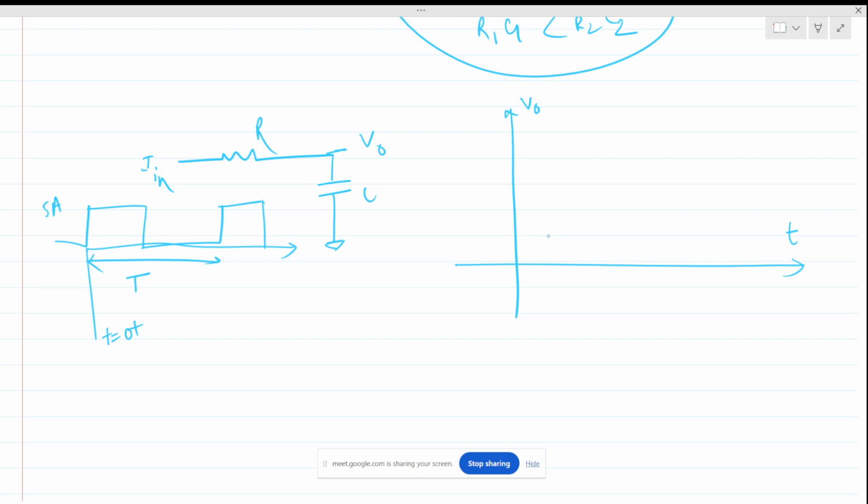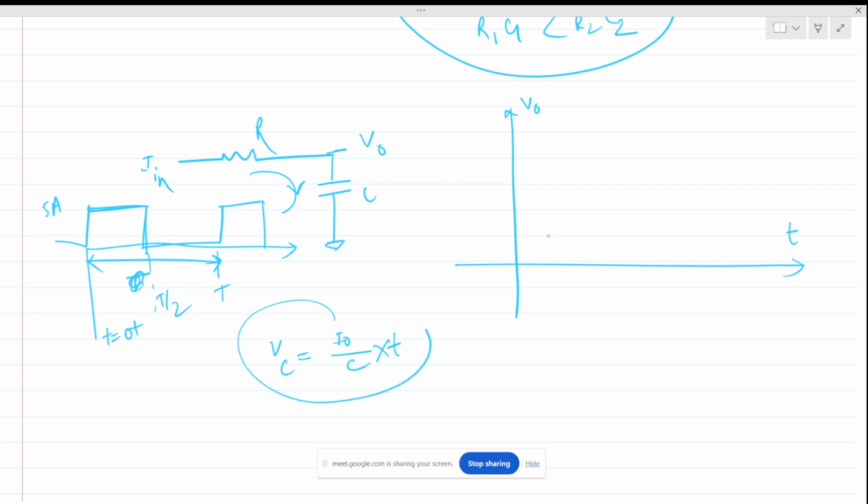So at t equals 0 plus to t by 2. So this is t by 2. At this time period, the current is constant in this circuit, right? Constant current of 5 ampere. If we have a constant current through a capacitor, then what will be the output voltage?